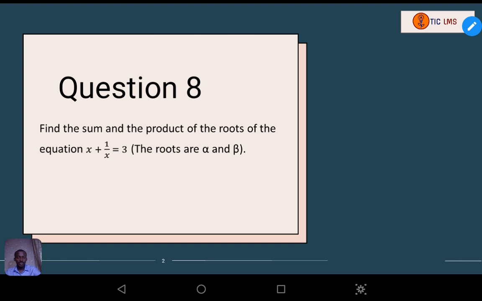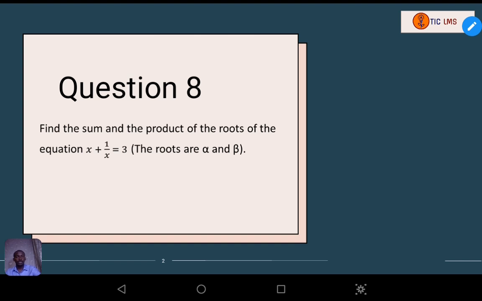Now, when you see such a question, you don't need to be afraid of anything. You just need to make sure you understand what you are expected to do. So we have to find the sum and product of roots of this particular equation.